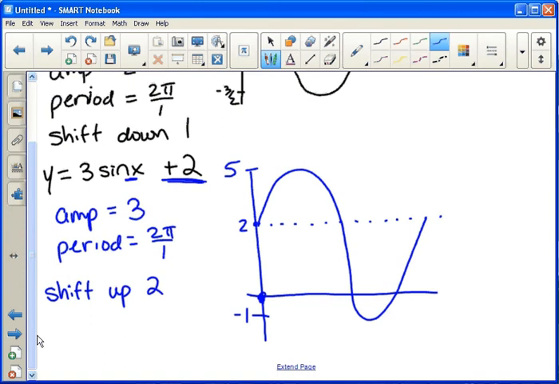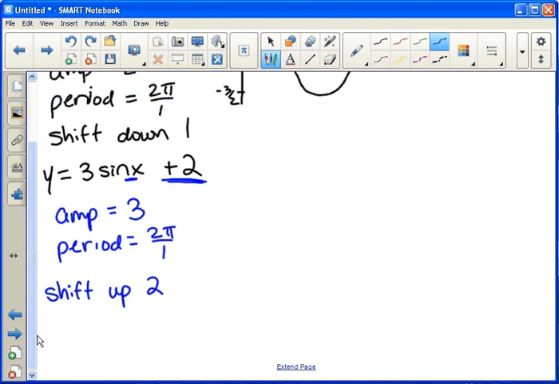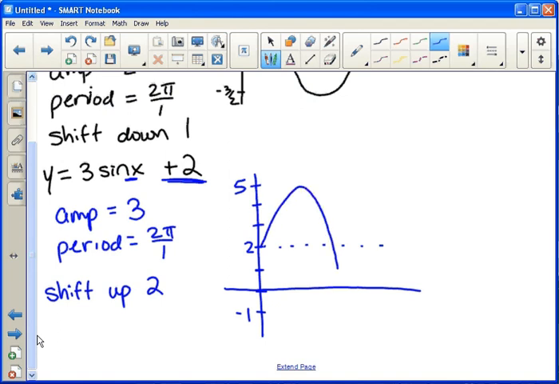Tell you what, I think I am going to rewrite that just so it looks a little bit more even. Let's see if we can do this a little better. Okay, so again, our midline is at 2, so we'll just mark 1, 2. That's our midline. Because our amplitude is 3, that tells us we go up 3 and down 3. And then sine is shaped like this. And we can mark our special spots.